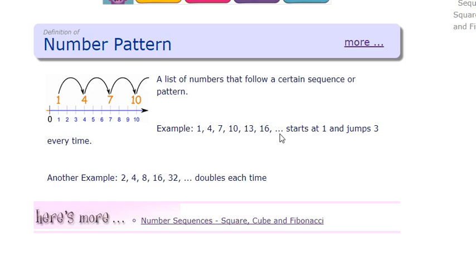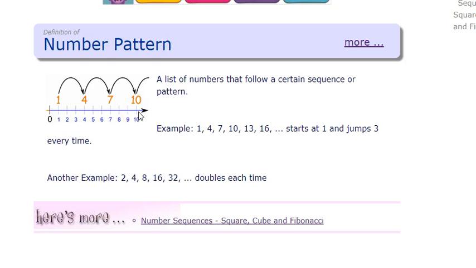So we have to figure out what the pattern is. I mean, they give you these numbers, but what do they mean? So this says it starts at 1 and jumps 3 every time. You can see that on a number line shown here. The number 1, and then it goes to 4. How many numbers did you jump? 1, 2, 3. And then if you jump 3 more times from 4, 1, 2, 3, you end at 7. And then from 7, if you jump 3 times, 1, 2, 3, you go to 10.